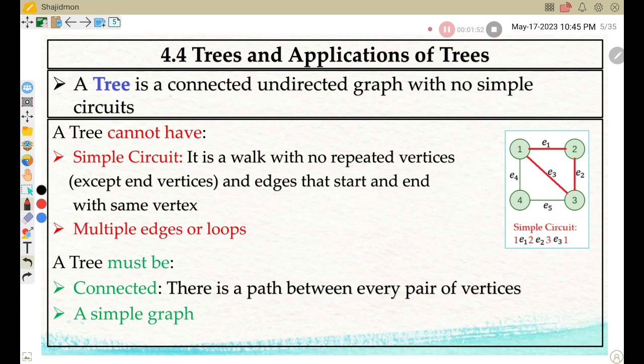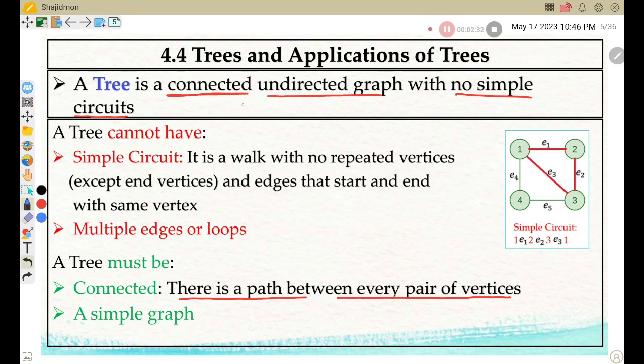A tree is a connected undirected graph with no simple circuits. This is the simple definition of a tree. A tree should be connected. What is the meaning of connected? There is a path between every pair of vertices. That is the meaning of connected.